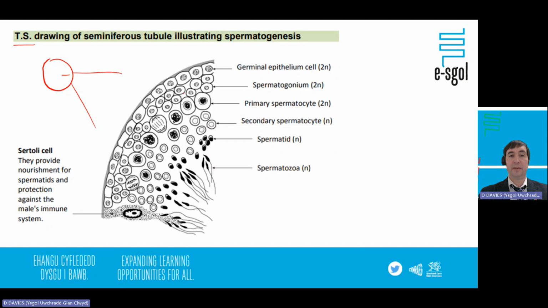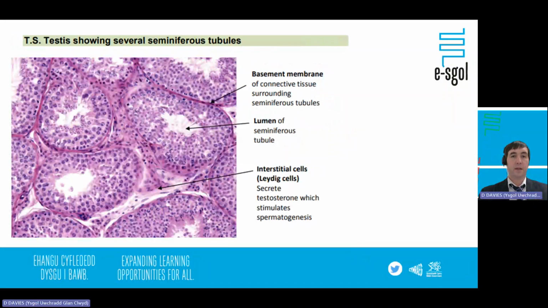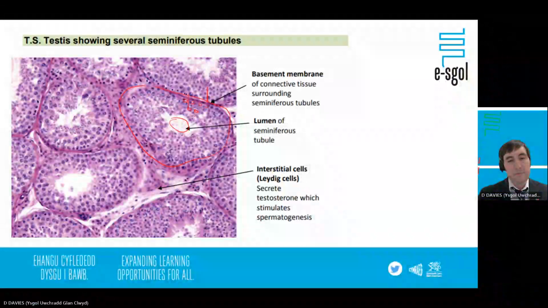TS drawing. So you need to be able to identify these parts on a microscope drawing. That is showing several of them. So that's a cross section across several seminiferous tubules. So this is where we are. So that's the outline of the seminiferous tubule there. This is the lumen. So we have your germinal epithelium here. These are your spermatogonium. These are your primary spermatocytes, your secondary spermatocytes, and then they go to your spermatids. And then the spermatids will mature in the epididymis.